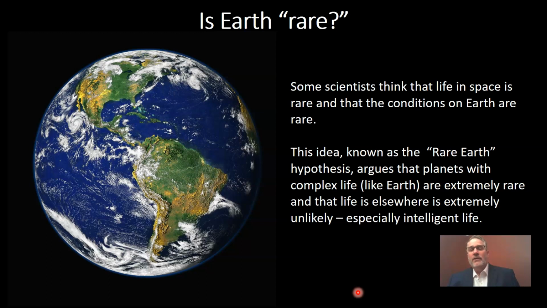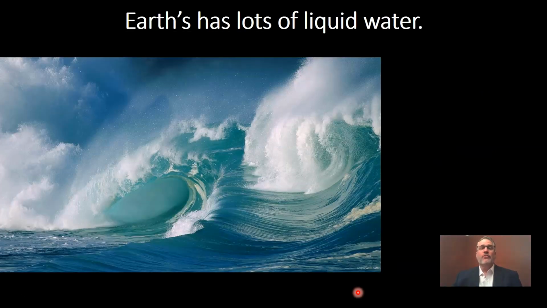And I guess we will consider ourselves to be intelligent life. So the idea that Earth is rare and the conditions on Earth are rare and that complex life therefore is rare is known as the rare Earth hypothesis. So why?